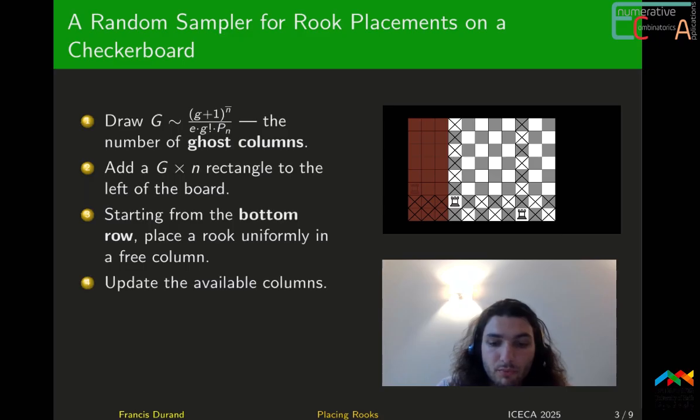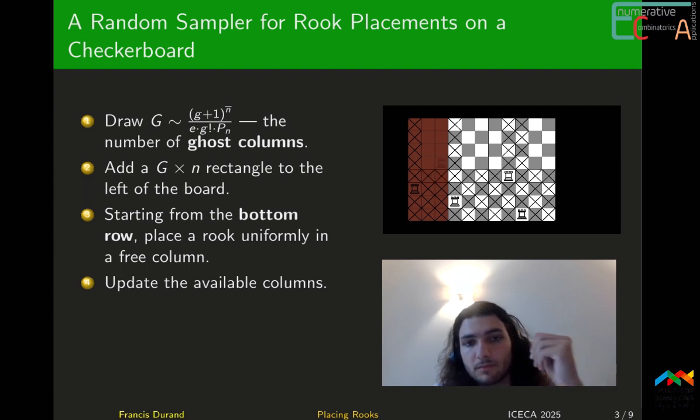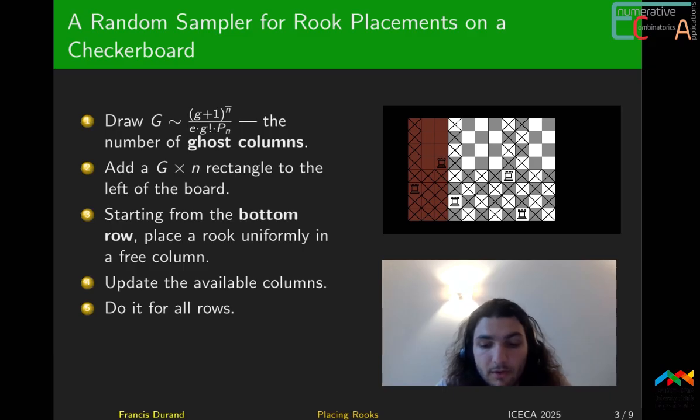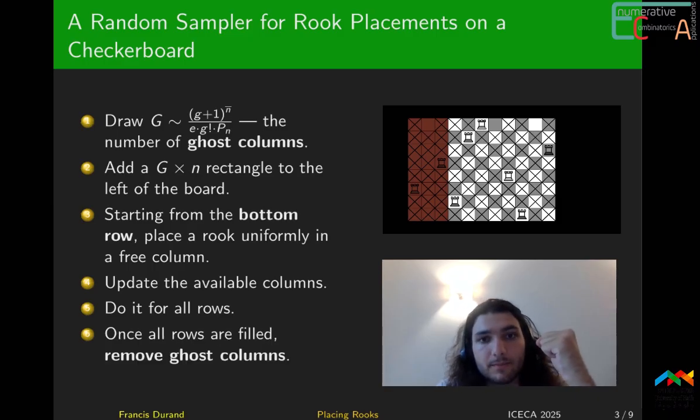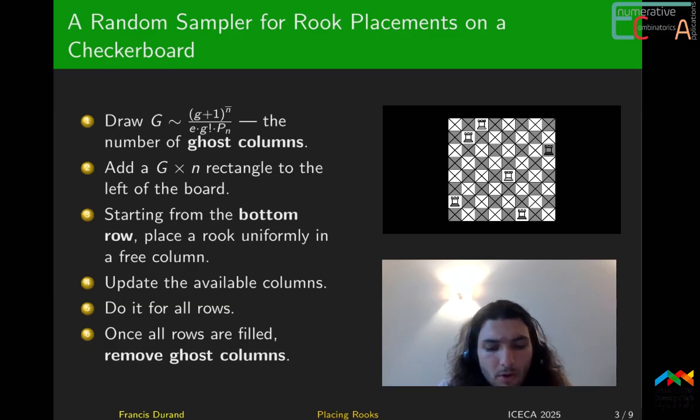Then, since we want to sample a non-attacking rook placement, we cross the tiles where we can't place the rook anymore. We do the same operation for all of the rows. Once the rows are all filled, we remove the ghost columns and return the obtained non-attacking rook placement. We prove that this rook placement is uniform among all the non-attacking rook placements.